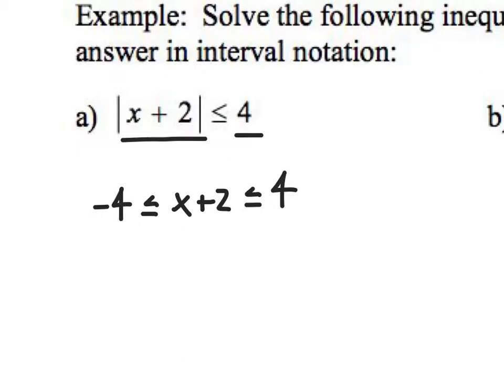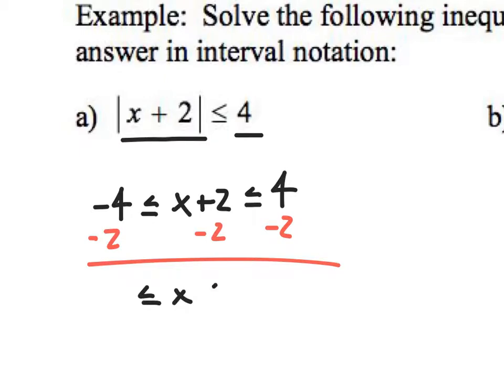So I'm not going to add 2, I'm going to subtract 2 from both sides, or from all the sides, rather. If you do it to the inside, do it to the outside ones as well. Then you're left with x is greater than or equal to, and it's less than or equal to. Negative 4 minus 2 is going to give me negative 6, and then 4 minus 2 is going to give me positive 2.